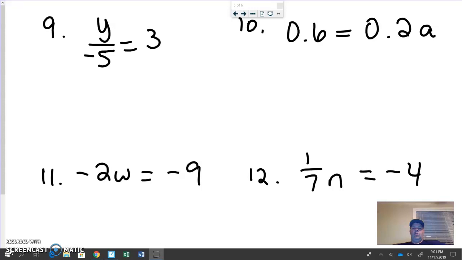Please solve these 4 equations. Give students about 2 or 3 minutes until they are finished, and then please start the video again and I will have answers. Thanks.